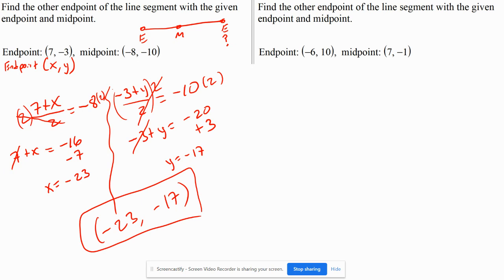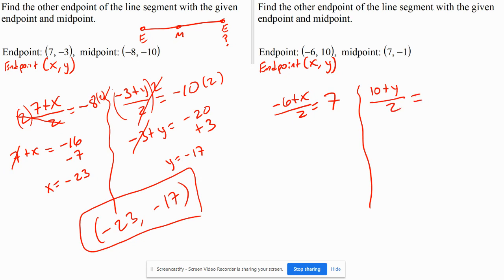Take a look at my other example. The endpoint that I'm looking for, once again, I don't know what it is. The x value, I'm going to call it x, and the y value, I'm going to call it y. All I know is if I add the x values of my endpoints and divide it by 2, it's going to give me the x value of my midpoint. If I add the y values of my endpoints divided by 2, it's going to give me the y value of my midpoint.